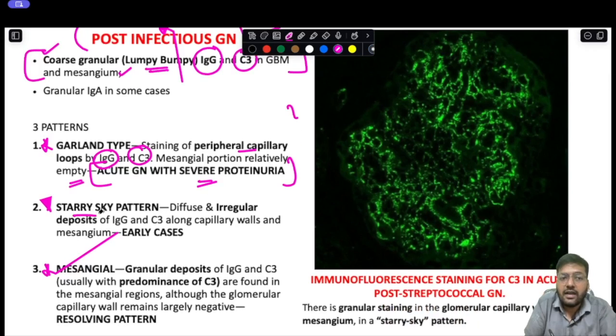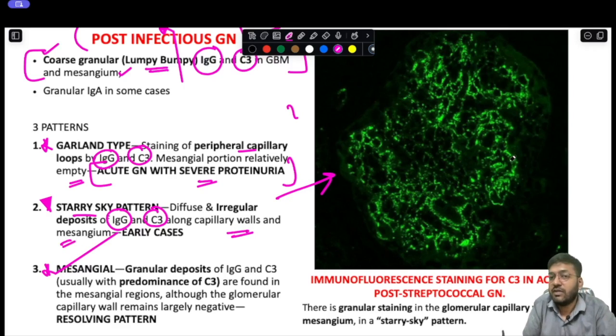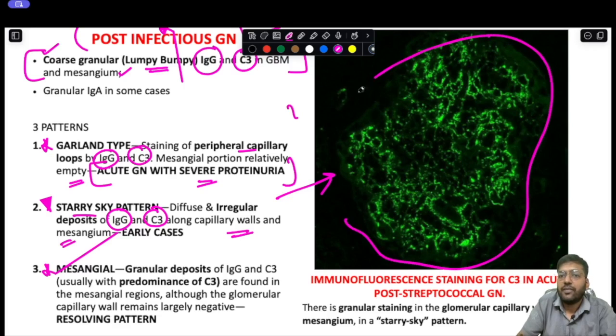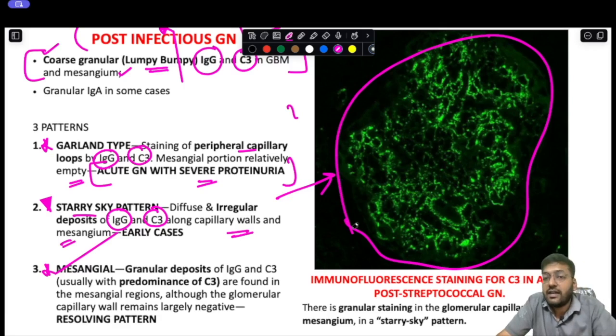Second is the starry sky pattern. This pattern that you can appreciate over here is the starry sky pattern. Over here you see diffuse and irregular deposits of IgG and C3 along the capillary walls, as well as inside the mesangium you will see deposits. So it gives us basically a look as if it is like a starry sky appearance.